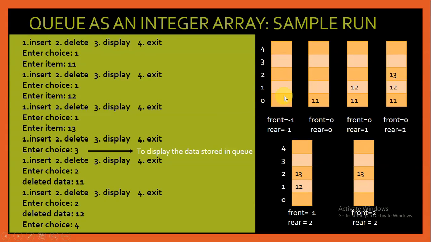So if the menu is displayed again, and I enter the choice 3, all these 3 elements will be displayed. 11, 12, and 13 values will be displayed. The values will always be displayed from front till rear. So first it will display 11, and then 12, and then 13.